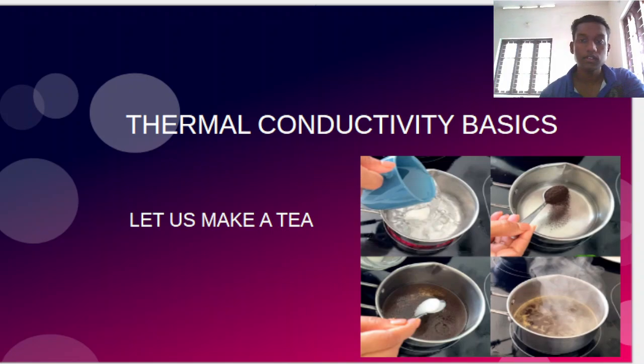So here you can see the first process is the adding of water and boiling it. Then when it starts to boil, we add some tea powder, then sugar, etc. and boil some more and we get the final product, which is a tea.